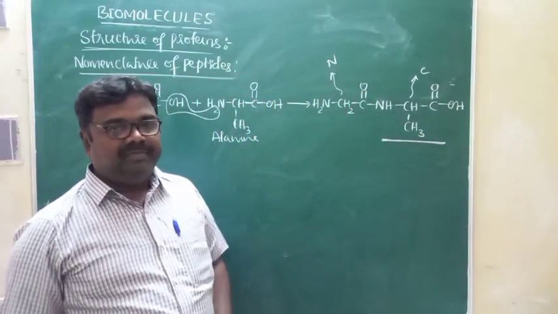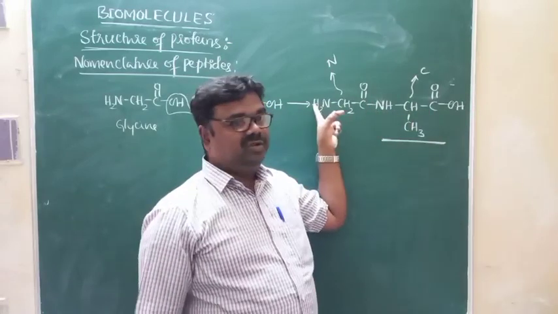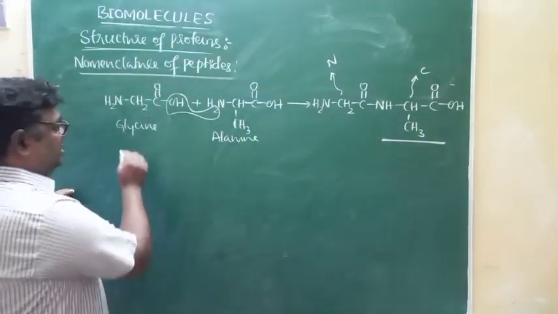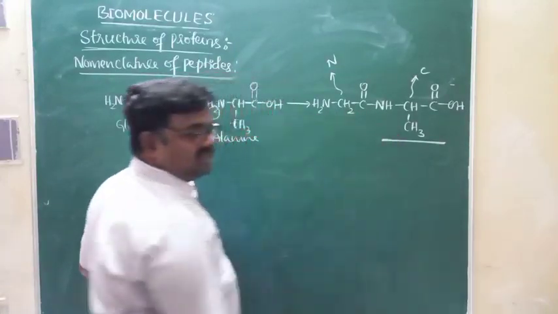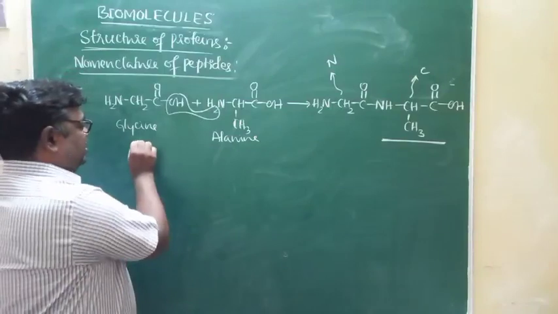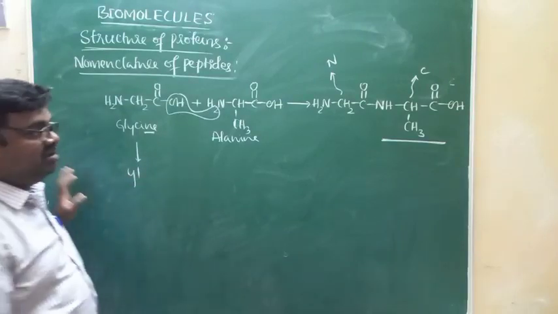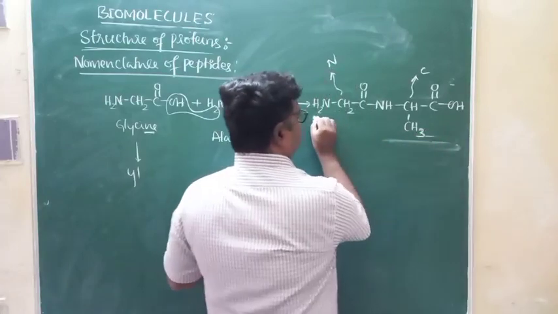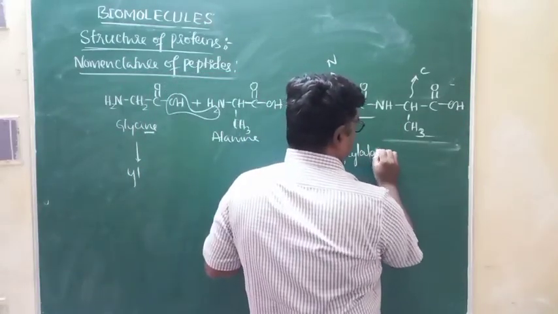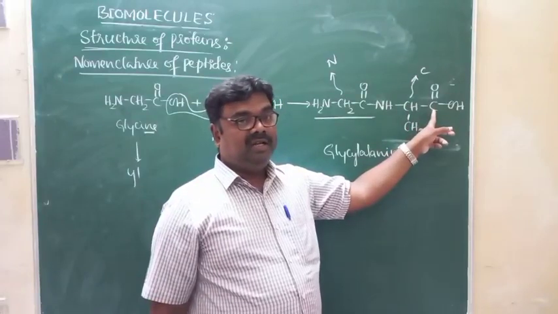What I said is, while naming peptides, the base name is taken from the name of the amino acid at the C terminal of the peptide. Remaining amino acids will be treated as substituents. Names of the substituents will end with YL. In this particular case, it is a dipeptide. Glycine is a substituent, and alanine is the base name. The name of the substituent is obtained by replacing the INE of glycine with YL. Because of that, the name of this dipeptide is glycyl alanine.